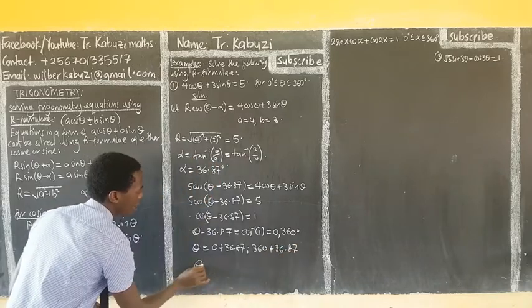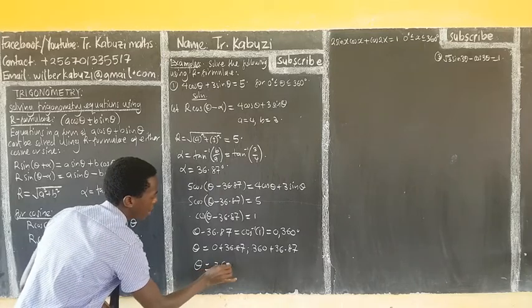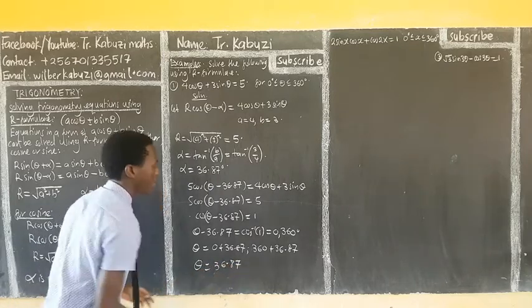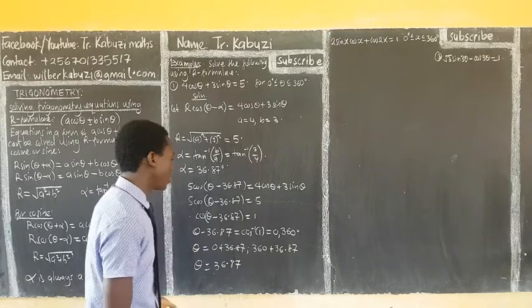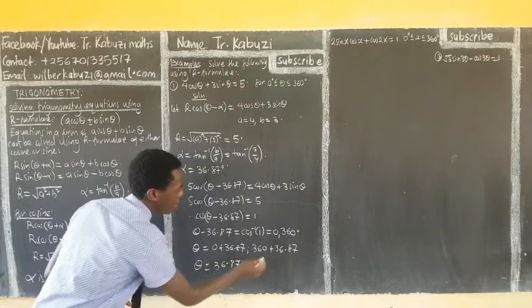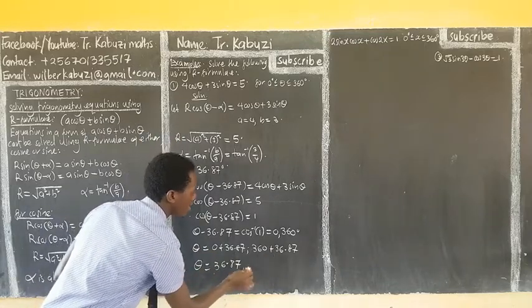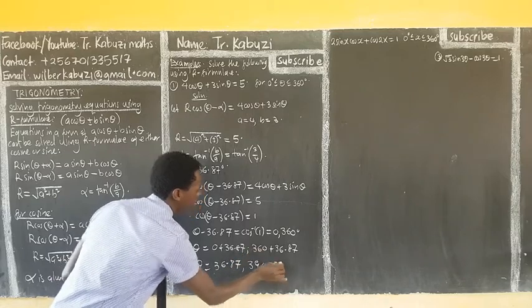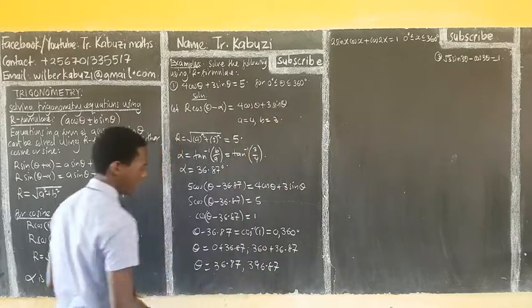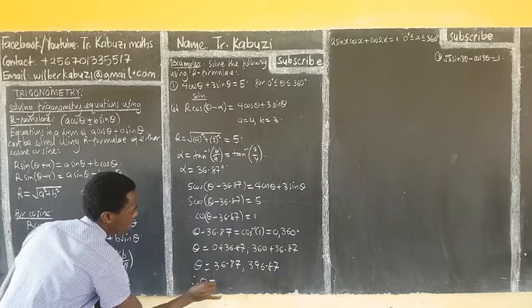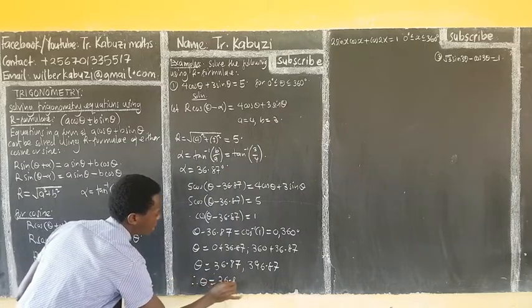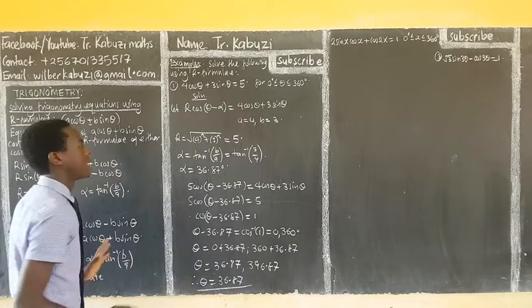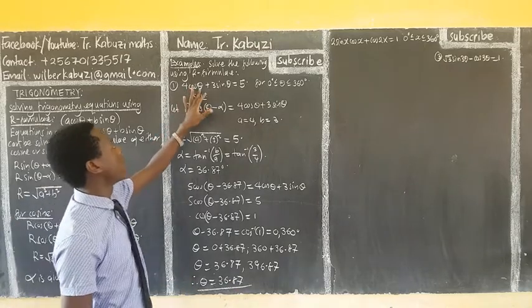So our theta is going to be 36.87. Now you see this one is out of the range. Why? Because when you add this to here, you have 396.87, and it's out of our range. So therefore, our theta is 36.87. That's how we have got our theta.